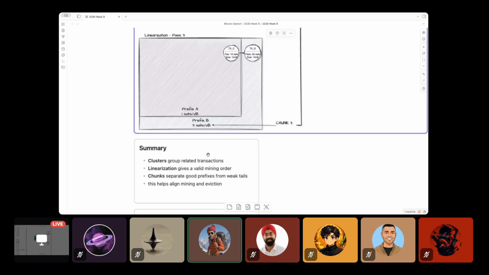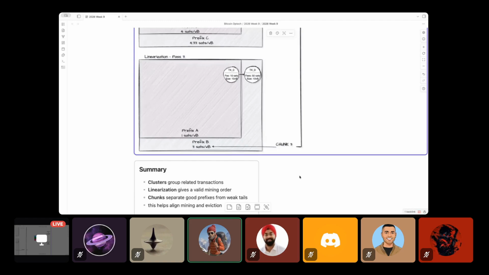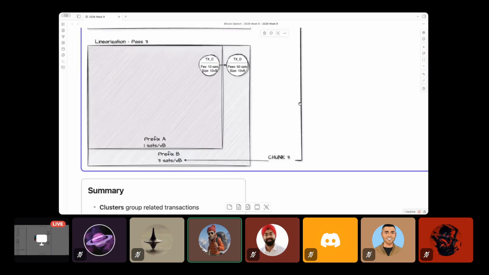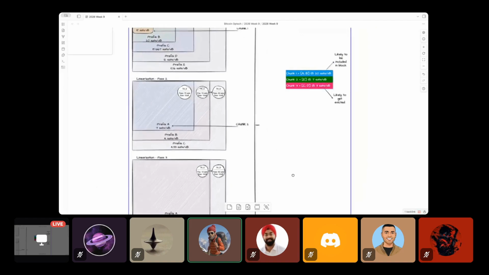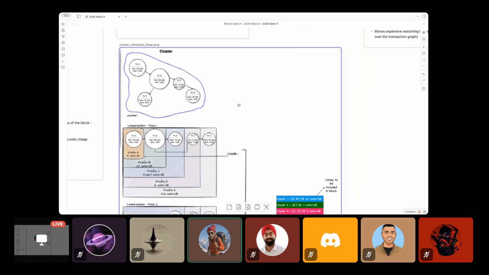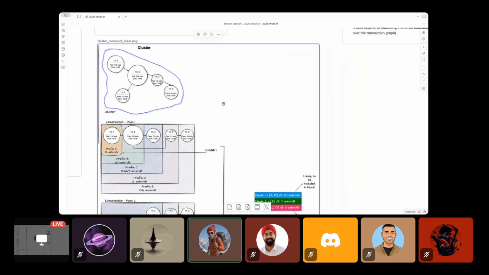And we saw the concept of chunks, which are used to separate a good set of transactions from a weak set of transactions. So this is a brief summary of what the cluster mempool process is. I'll wait for a few minutes if you have any questions or clarifications.